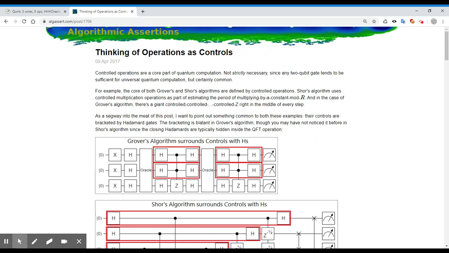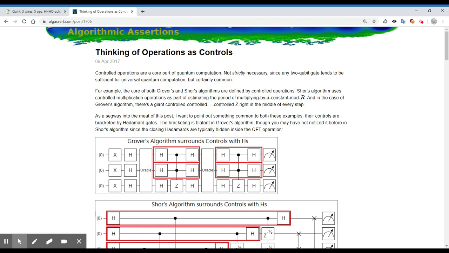So controlled operations are a core part of quantum computation. Not strictly necessary, since any 2-qubit gate tends to be sufficient for universal quantum computation, but certainly common. For example, the core of both Grover's and Shor's algorithms are defined by control operations. Shor's algorithm uses controlled multiplication operation as part of estimating the period of multiplying by a constant mod r, and in the case of Grover's algorithm there is a giant controlled z right in the middle of every step.